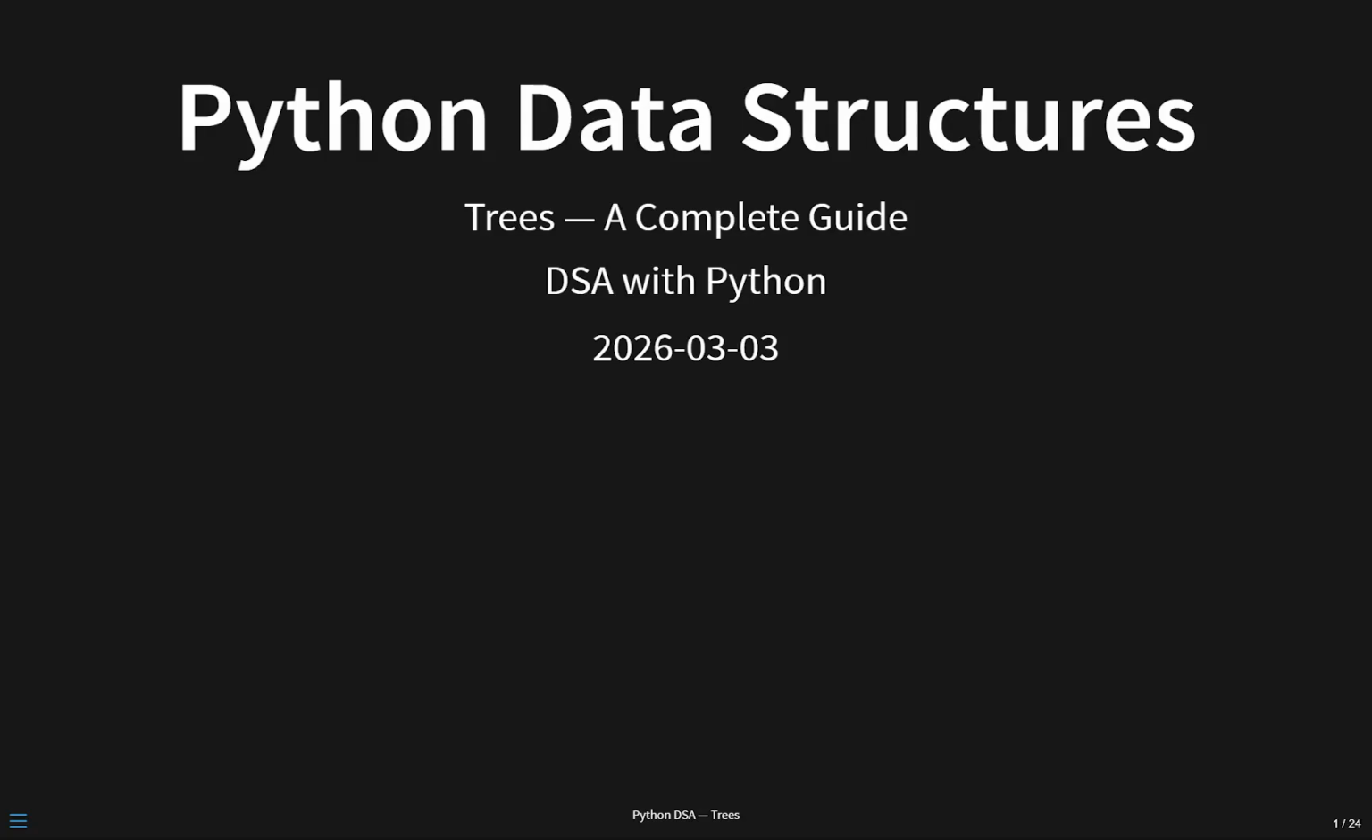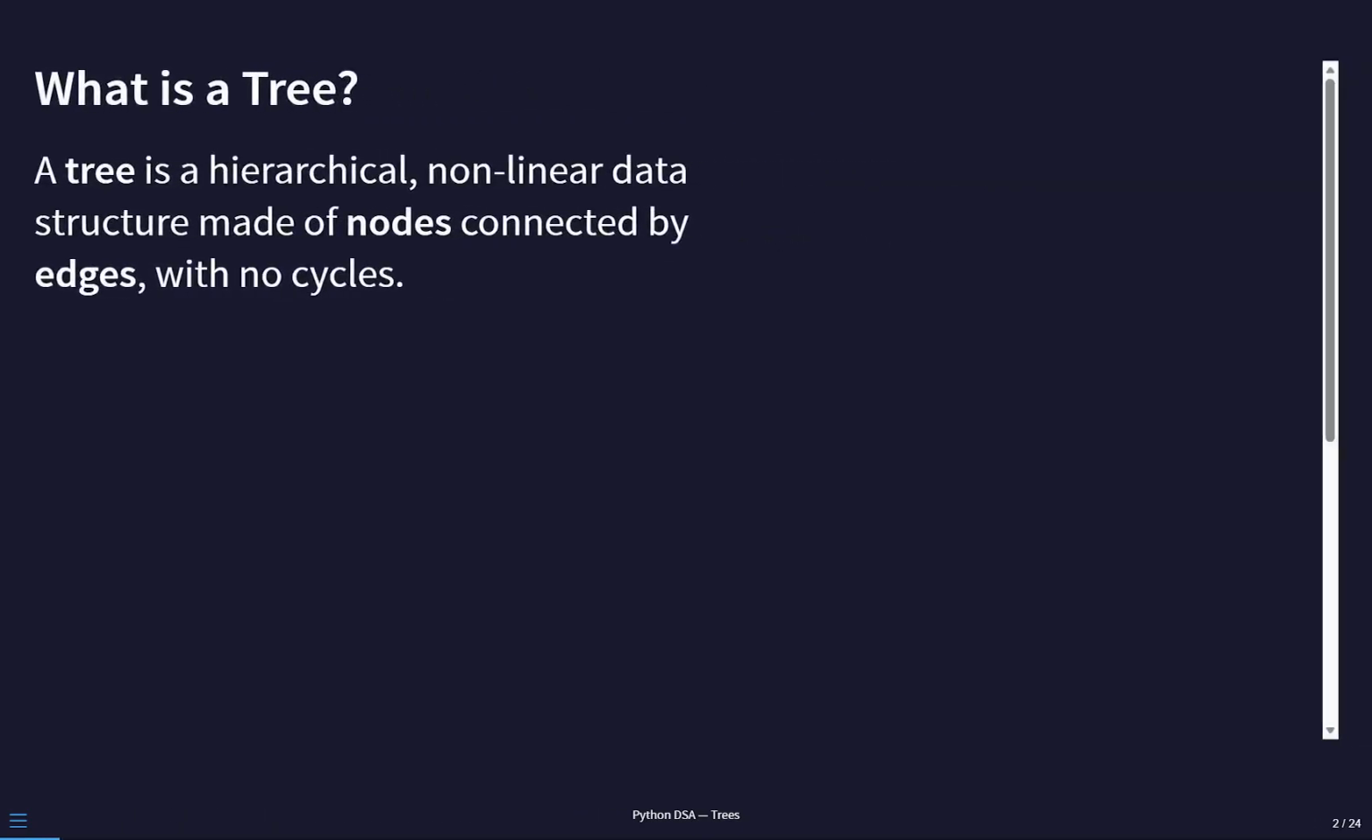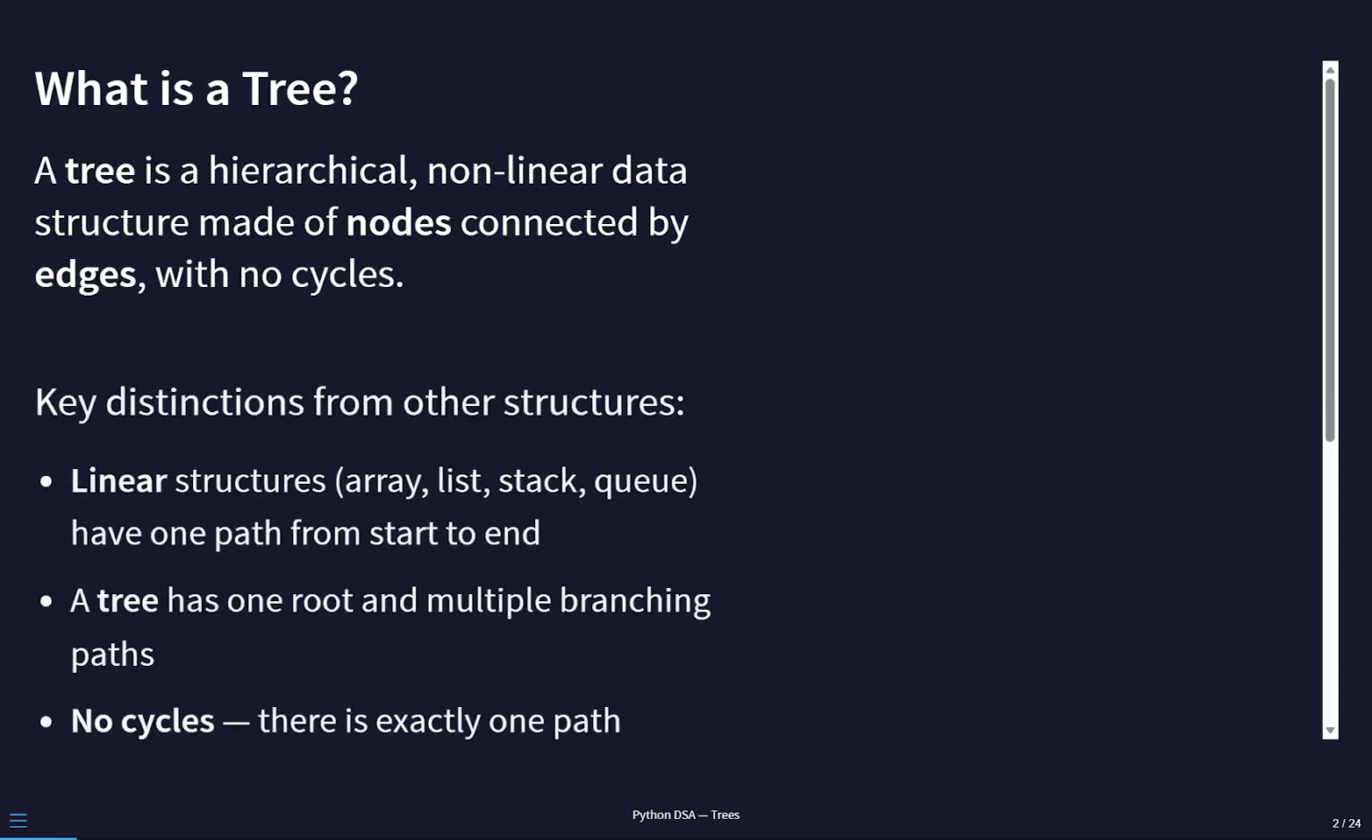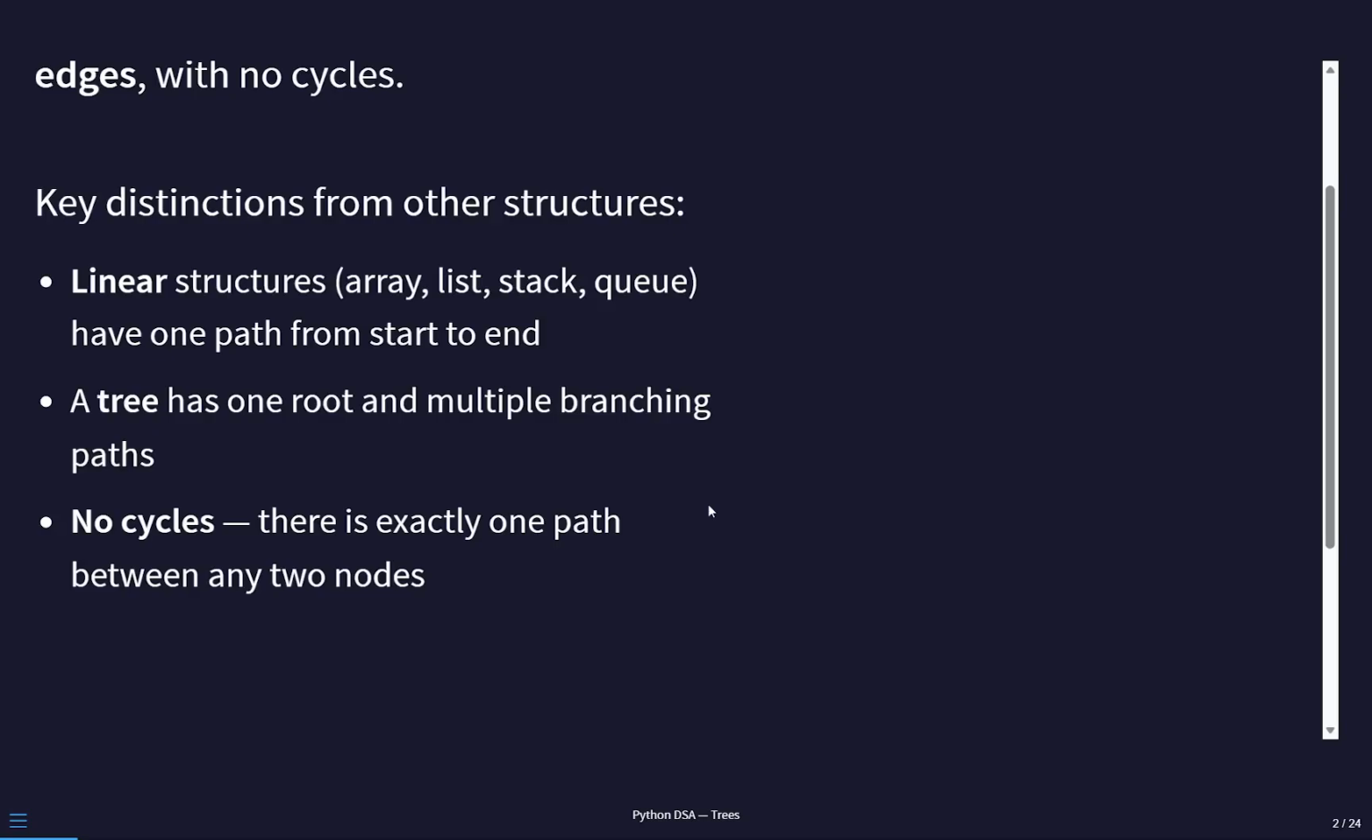Let's go. A tree is a hierarchical, nonlinear data structure, a collection of nodes connected by edges with absolutely no cycles. The first thing to anchor is the contrast with the linear structures we've covered so far. An array, a linked list, a stack, a queue, all of them have one path from start to end. You go forward, maybe backward, but it's a single line. A tree has one root at the top, and then branches. Multiple paths, multiple directions, no way to loop back.